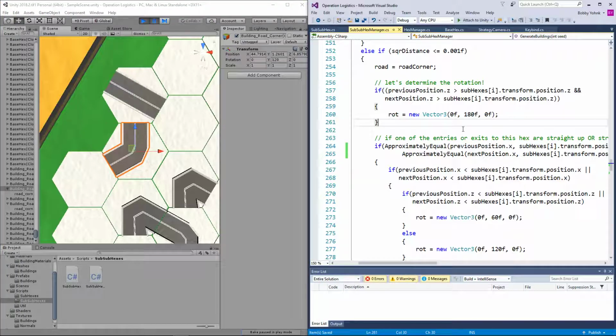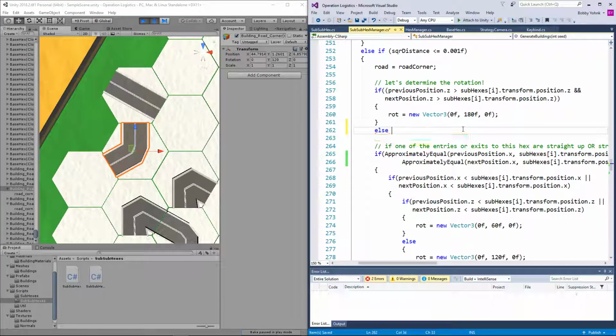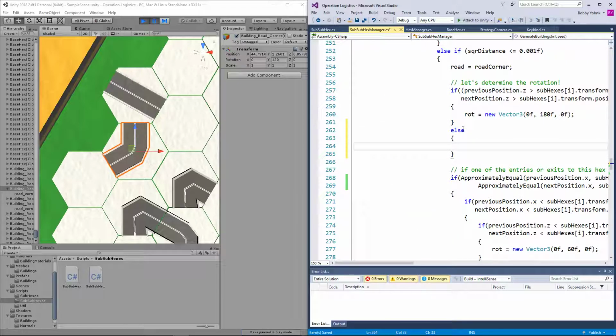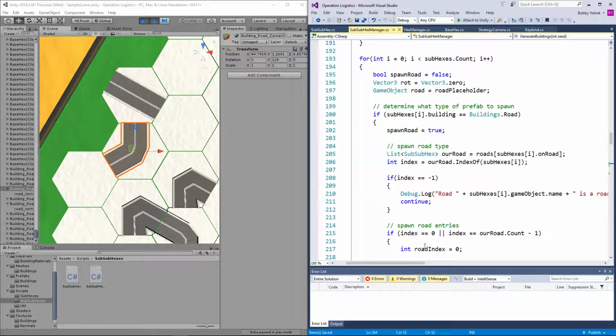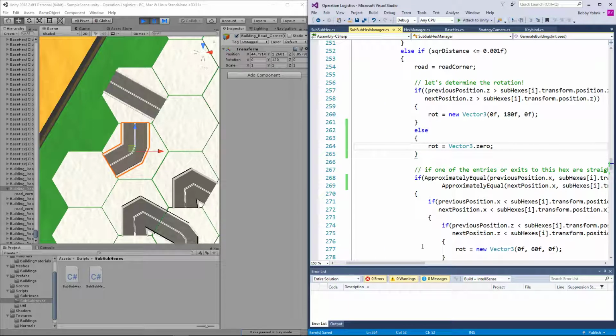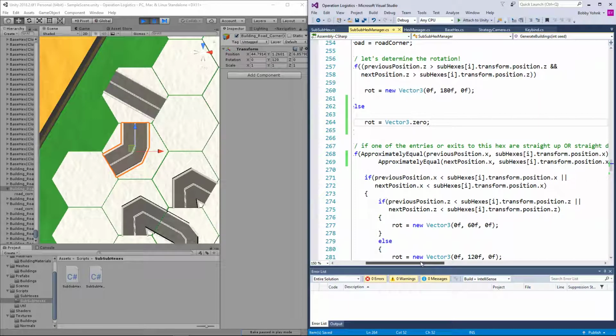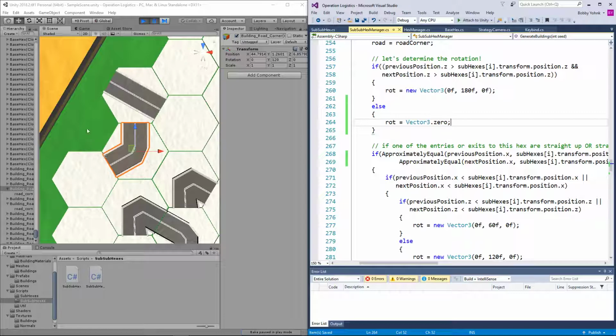And then we will say else, just to be clear, rot equals Vector3.zero. Now, I didn't do this before because it defaults to 0. However, we can go ahead and do that. I can't really break here, but we know at that point that it's set up for this and this.